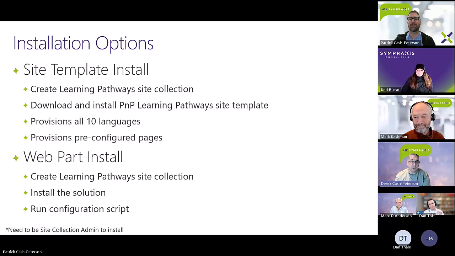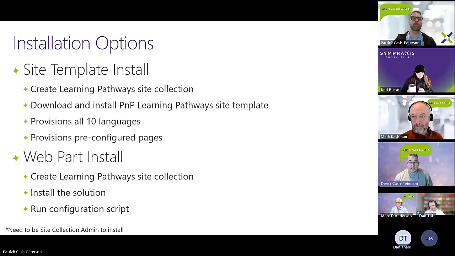Essentially, there's a couple of different ways for you to install Learning Pathways. The first is to install that site template that the lookbook provisioned. The way it works is you have to create a Learning Pathways site collection, download and install the PnP Learning Pathways site template using PowerShell. That option will provision all 10 languages for you. So if you want a multilingual setup, you can do that right away. It will also provision all these different pre-configured pages in all of those languages. So you can make sure that you've got the whole learning portal space.